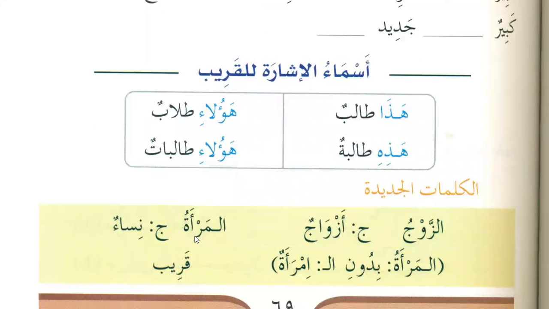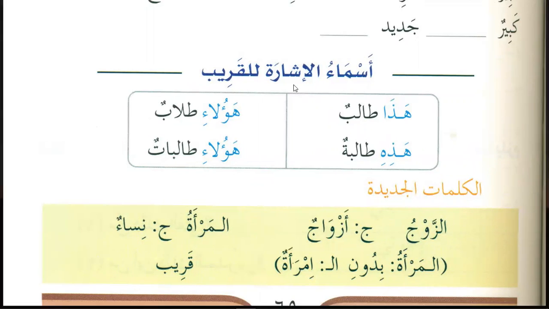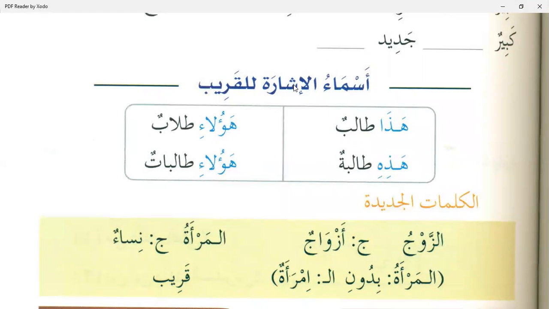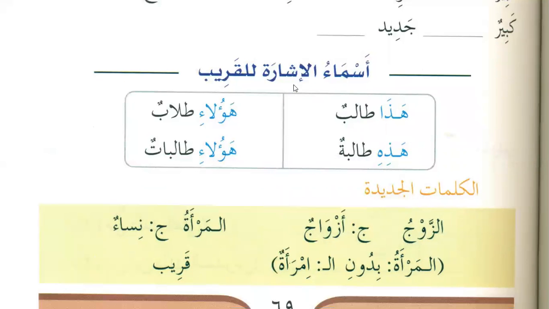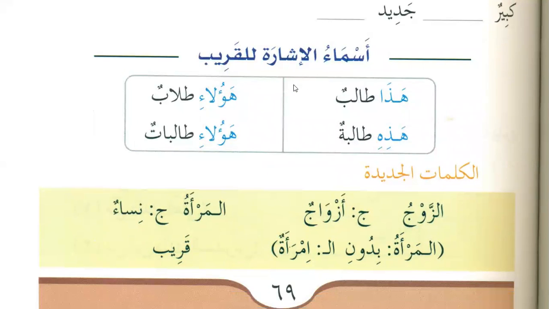Asmaul ishara lil qareeb. So haza, hazihi, haulai. These three words are called asmaul ishara lil qareeb. In English, it is called demonstrative pronoun for the near. Miss Kinza or Miss Satya, read. Haza talibun, haulai tulabun, hazihi talibatun, haulai talibatun.